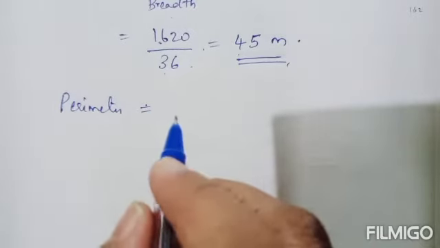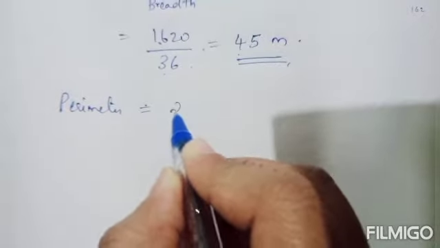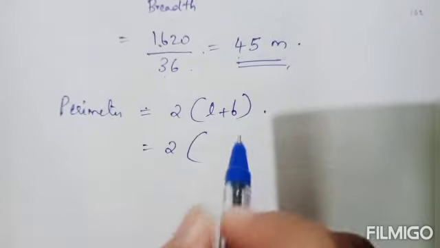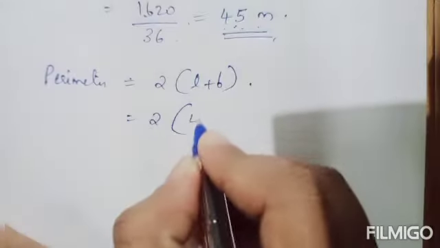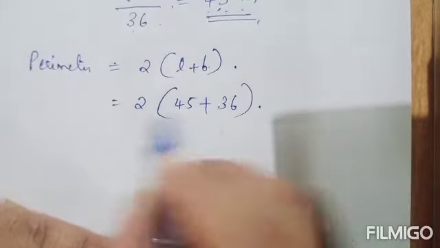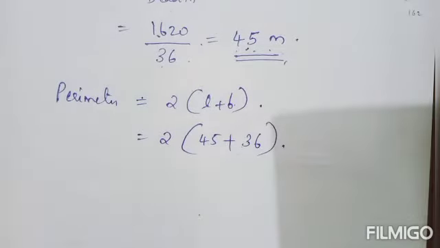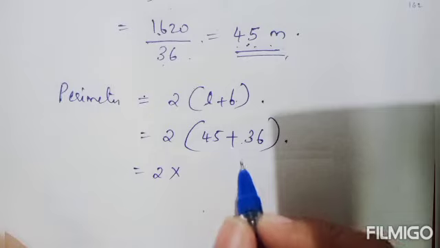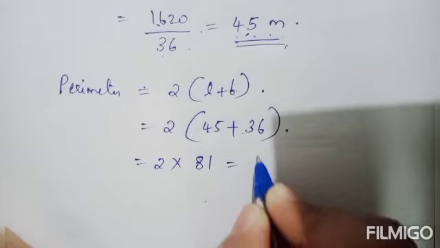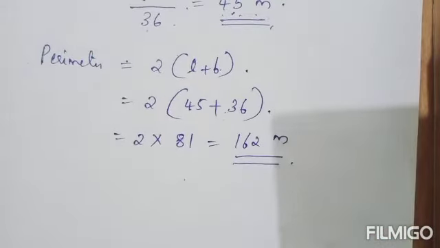So perimeter of rectangle, it is a rectangular hall. Okay, it has length and breadth. So perimeter of rectangle formula is 2 into L plus B, 2 into length plus breadth. So 2 into length, we found it 45 meters, plus breadth, it is given 36 meter. So 2 into 45 plus 36. Okay, for L and B we substitute 45 and 36. Now what is 45 plus 36? You will get 81. Okay, 2 into 81 you will get 162 meter. This will be the perimeter of the hall.